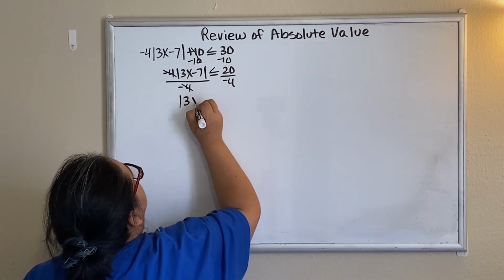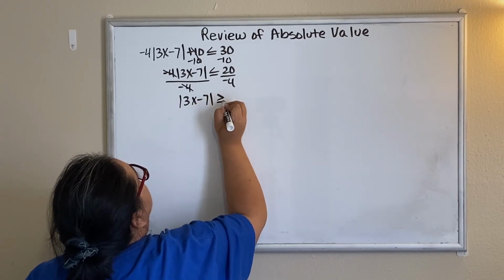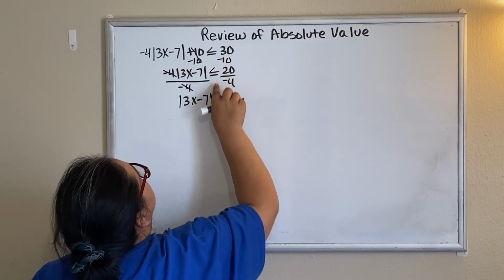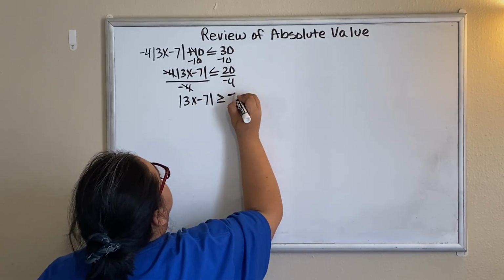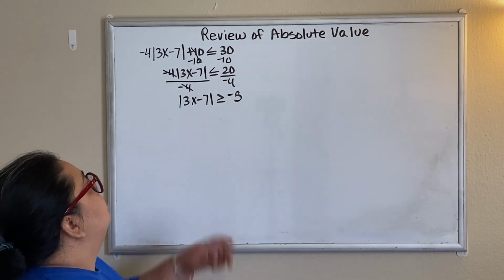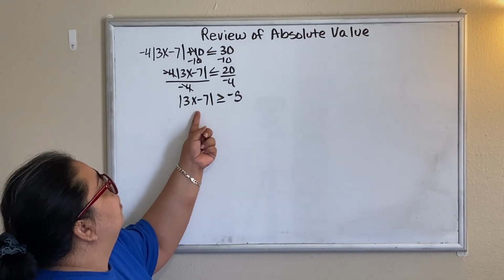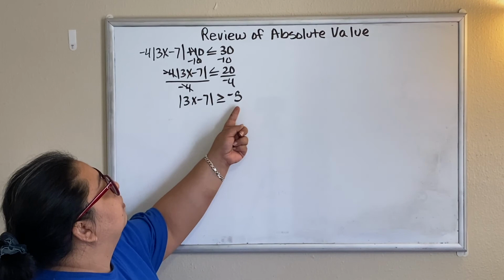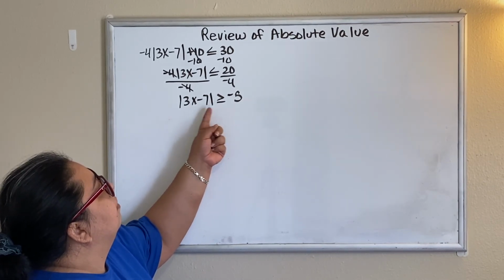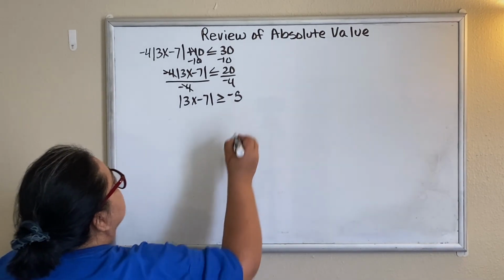We get the absolute value of 3x minus 7 is greater than or equal to, because we divided by a negative. Remember, when you divide by a negative, you flip the inequality. And this is going to be a -5. So now, we have the absolute value of 3x minus 7, which is a positive number, is greater than or equal to -5. Well, a positive number is greater than a negative number. This is always true. This is just true.